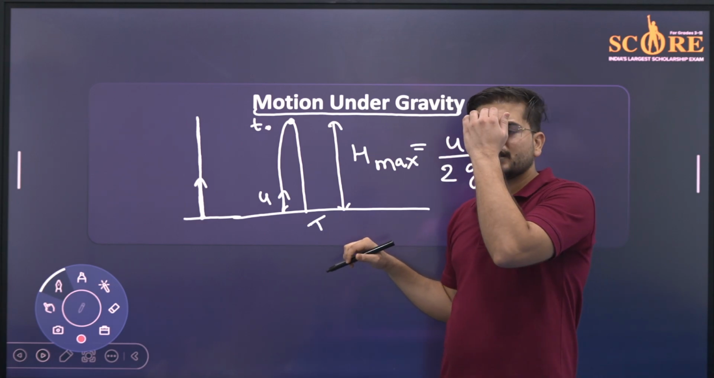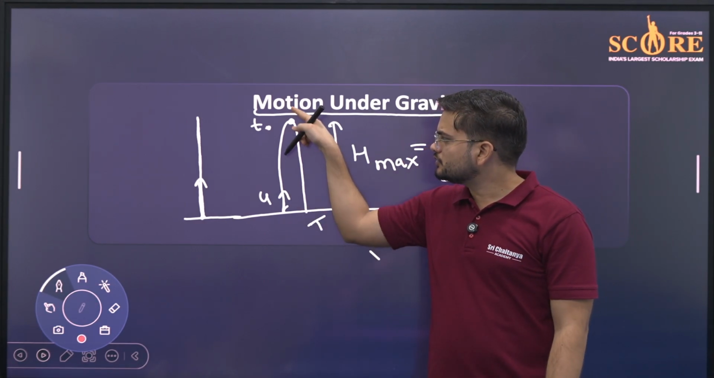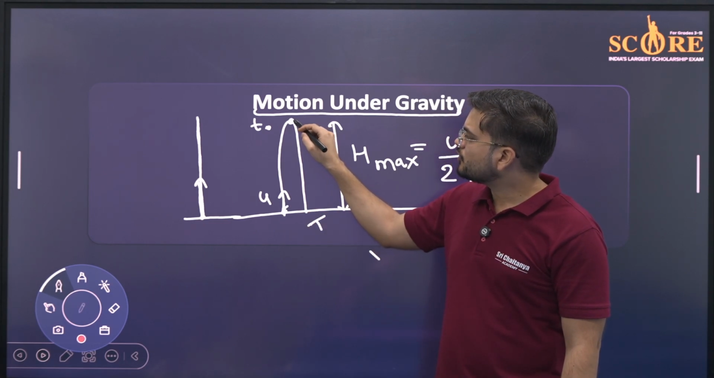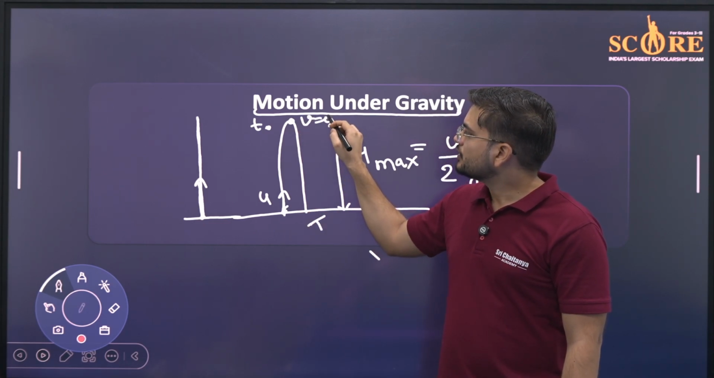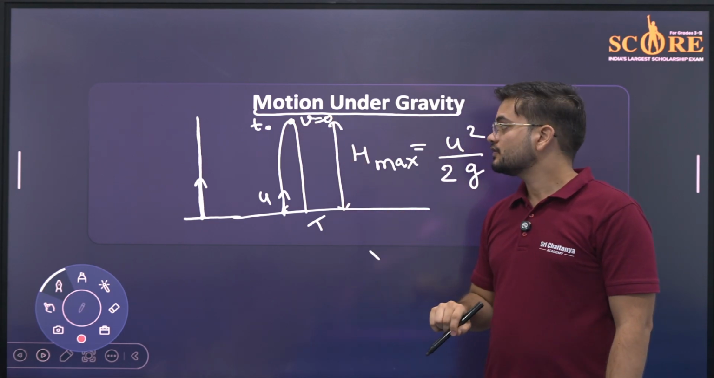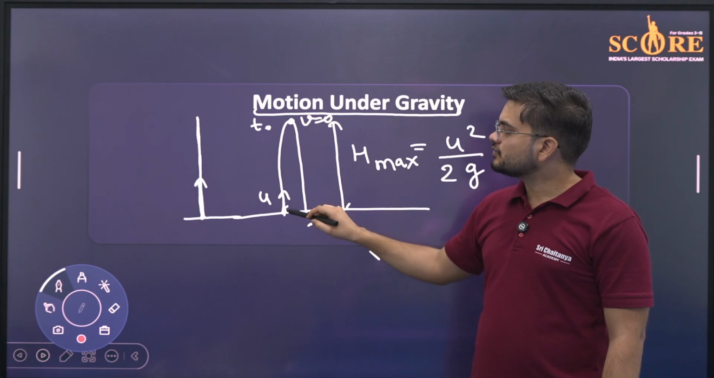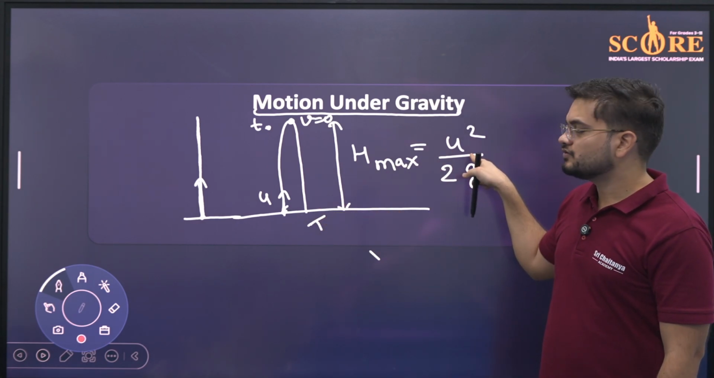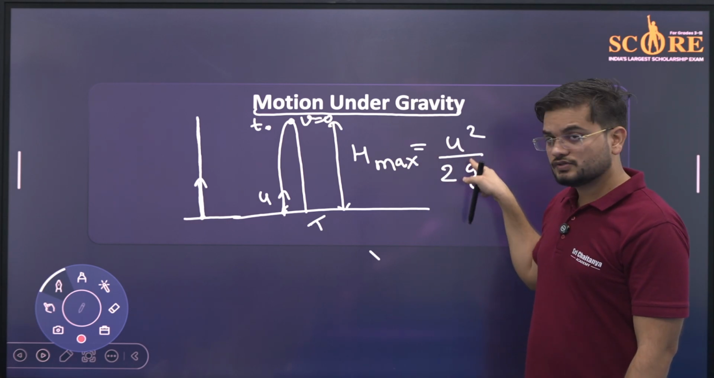By using the equation v square is equal to u square plus 2as between these 2 points, the initial point and the final point at the highest point. At the highest point, velocity of the particle will be 0. So v square is equal to u square plus 2as. By using this equation, you can achieve h max is u square by 2g.